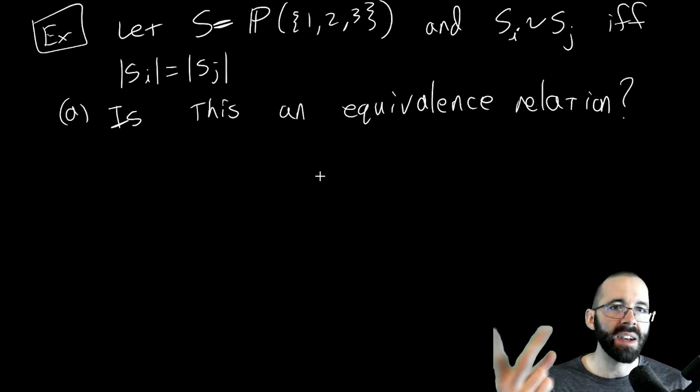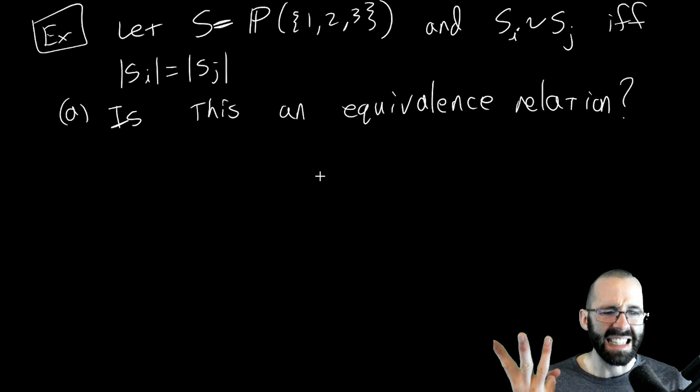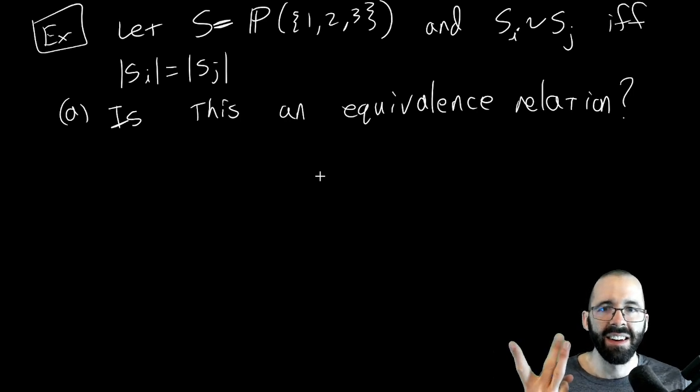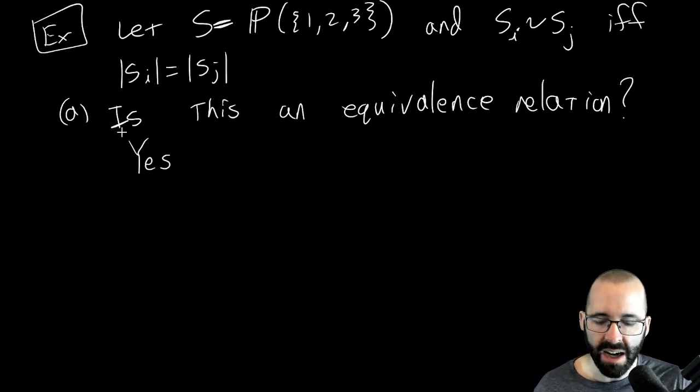If set A has the same size as set B, and set B is the same size as set C, do the first and last have the same size as each other? Yes, of course. We have transitivity of equality as well. So our answer will definitely be yes.